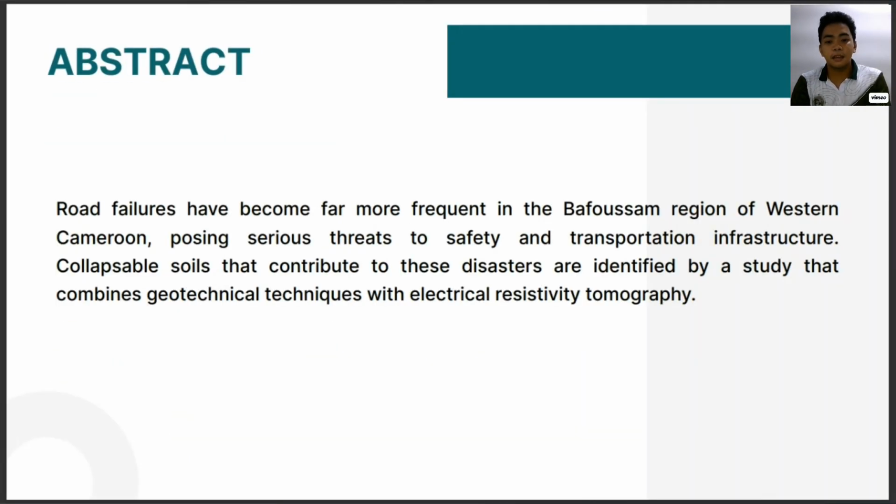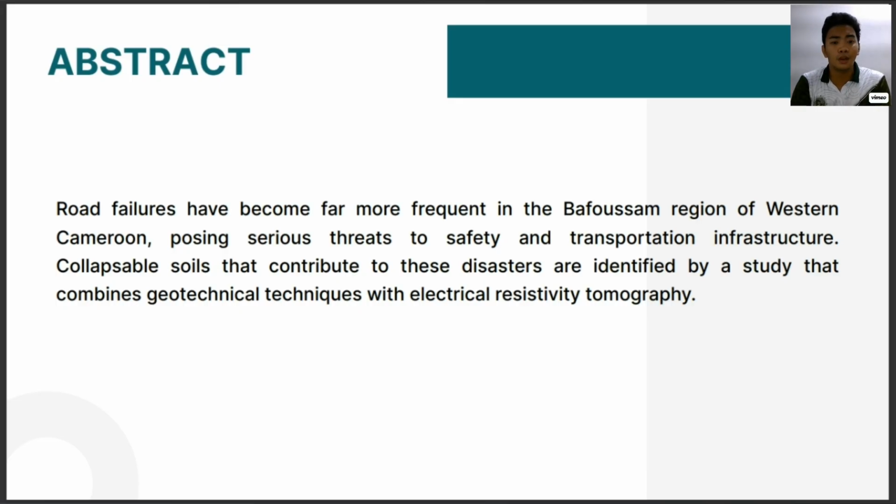Road failures have become more frequent in the Bafusam region of western Cameroon, posing serious threats to safety and transportation infrastructure. Collapsible soils that contribute to these disasters are identified by a study that combines geotechnical techniques with electrical resistivity tomography. Subsurface heterogeneity is demonstrated by the results, where different moisture conditions are indicated by resistivity values.